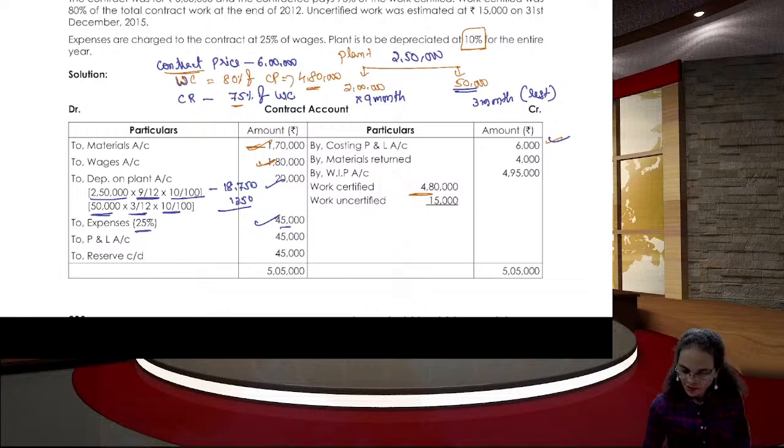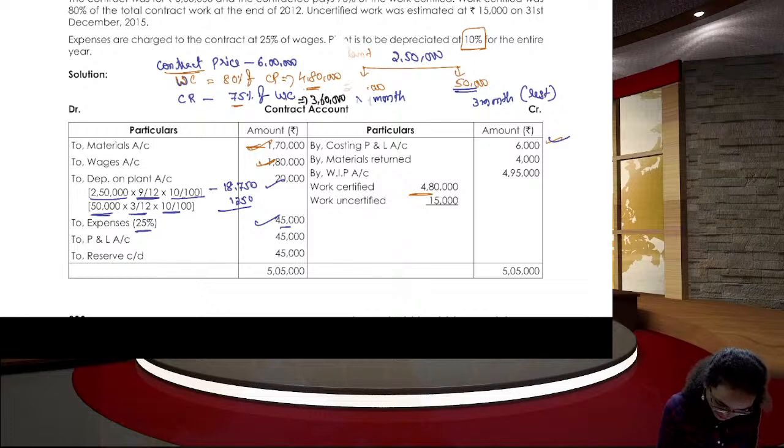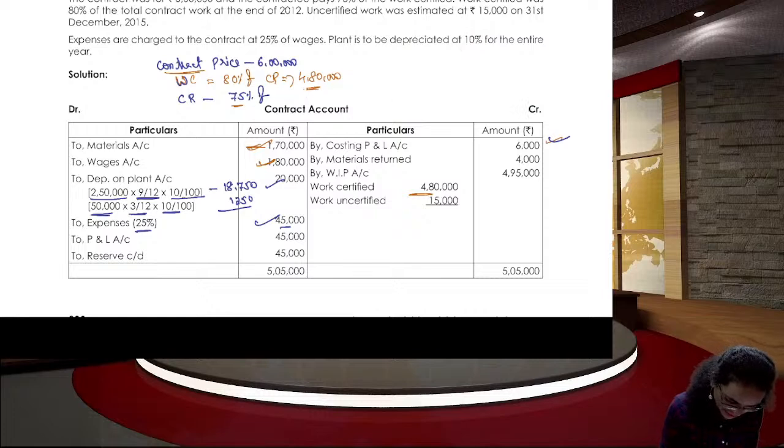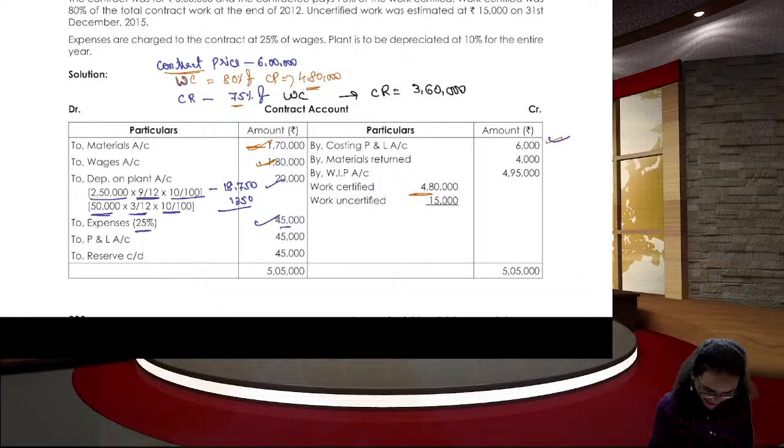You got it? And cash received is 75% of work certified. That is 4,80,000 into 75%. Cash received, I can say, is 3,60,000 rupees. Cash received is 3,60,000. Right.